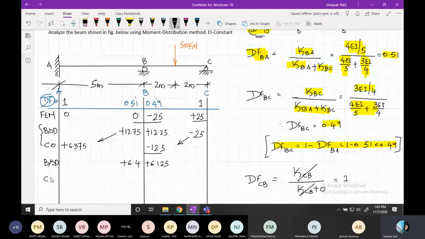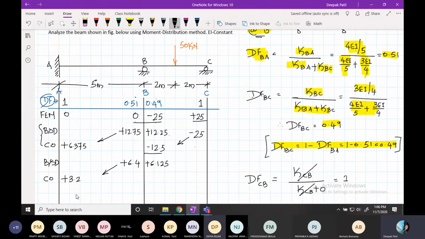Now the next step, carry over. You can carry over 6.4 from B to A. So plus 6.4 divided by 2 is plus 3.2. You can't carry over plus 6.125 from B to C, and nothing is there to carry over from C to B, so don't worry about that. Are you clear? Yes, sir. So this completes your second cycle.